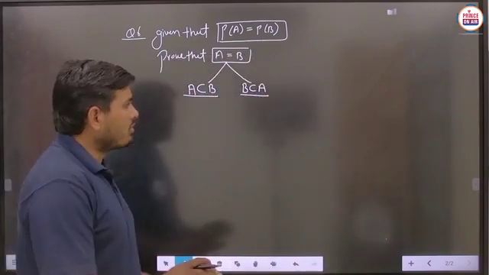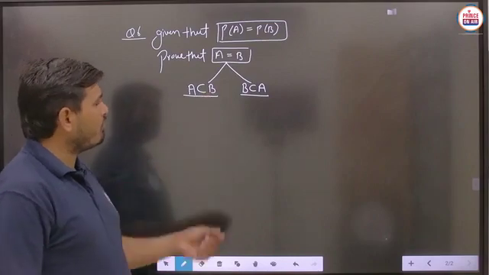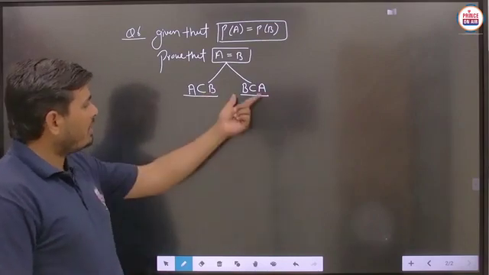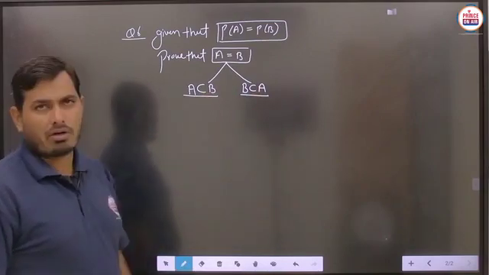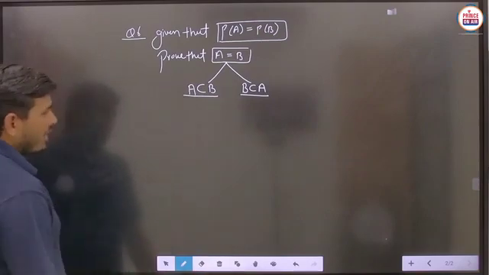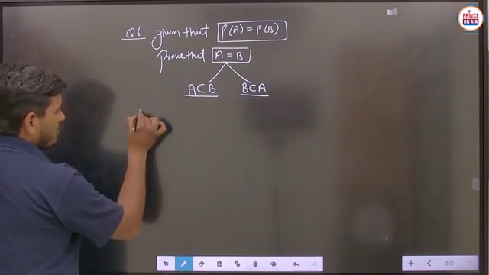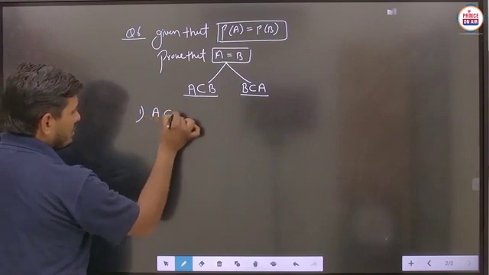So in this question, indirectly what we have to prove? We have to prove that A is a subset of B, and here we have to prove that B is a subset of A. Is that clear? So we will prove this thing. The very first part we are proving here is A is a subset of B.